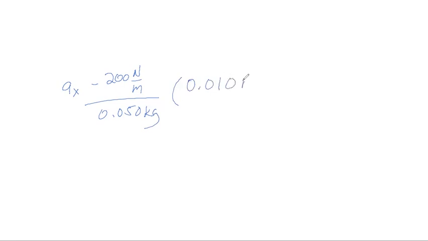Okay, for a sub x, it's going to be negative 200 newtons per meter divided by 0.50 kilograms times, we'll use that value, 0.010 meters. And we're going to get negative 4.0 meters per second squared.